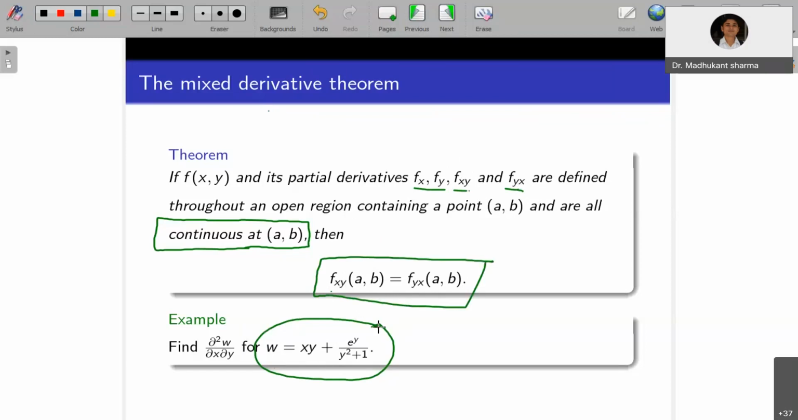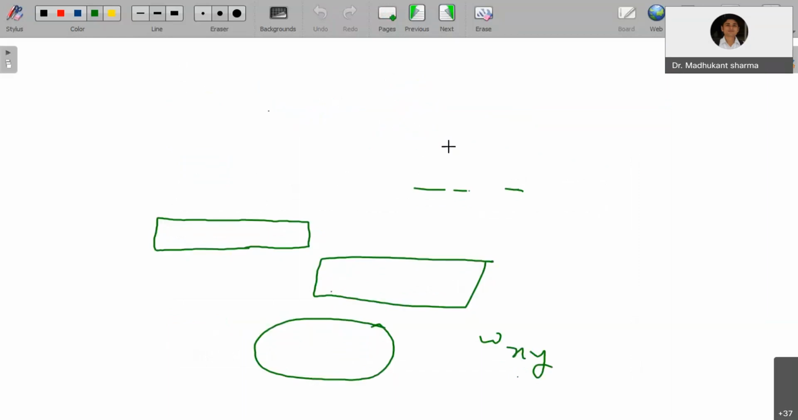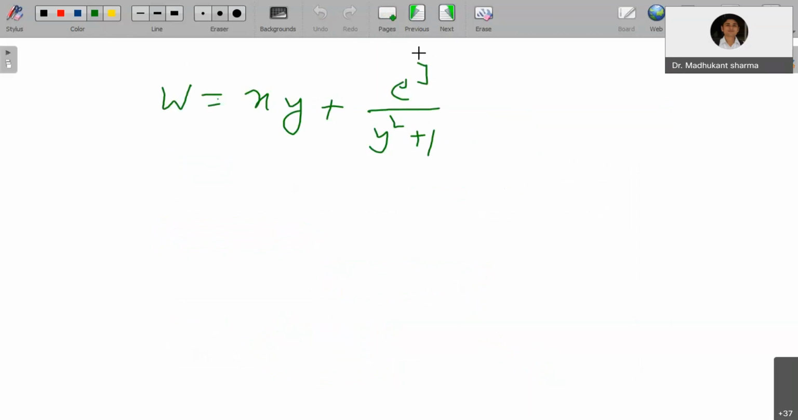So if you look at this example, W equals X into Y plus e to the power Y divided by Y square plus 1, and I'm interested in WXY, first with respect to Y and then with respect to X. Now you have to look at this W carefully. I'm writing it down here: W is equal to X into Y plus e to the power Y divided by Y square plus 1. This is the expression for W. Now what I'm interested in is WXY, meaning del square W by del X del Y.